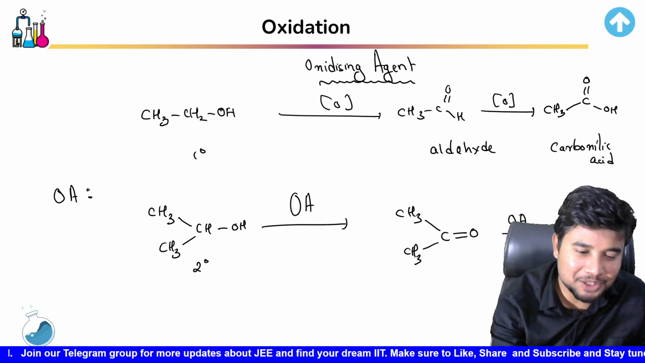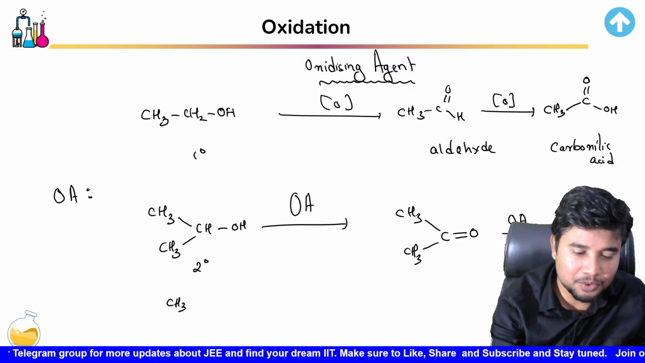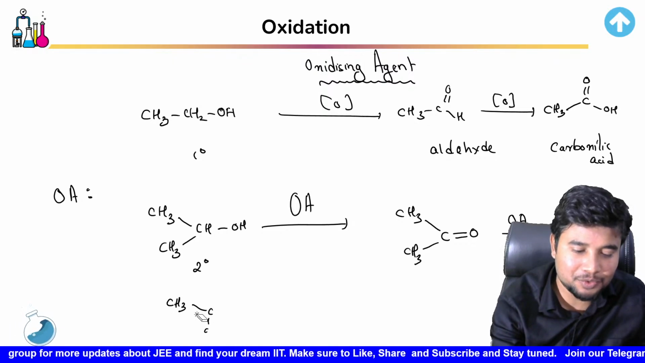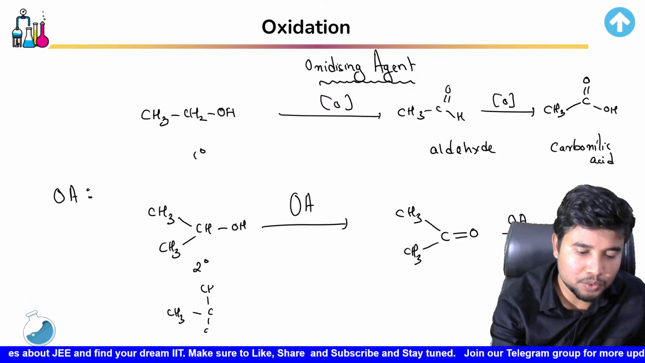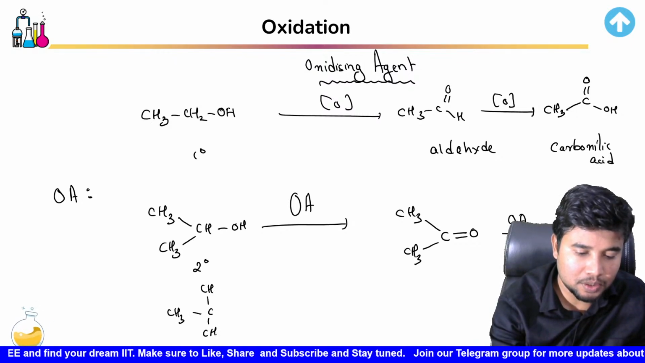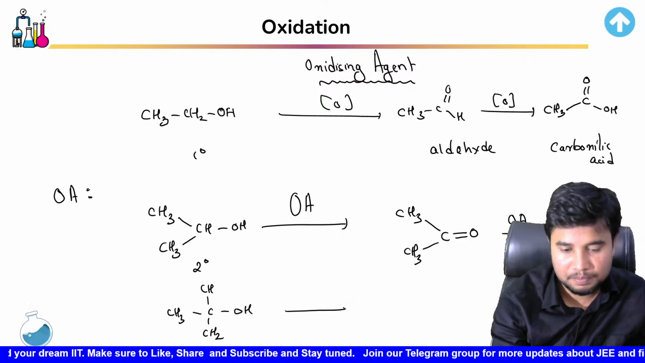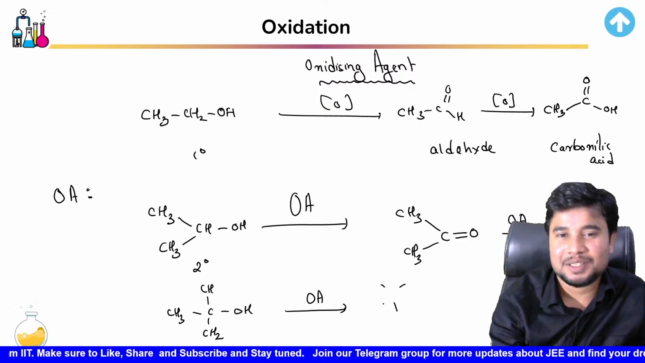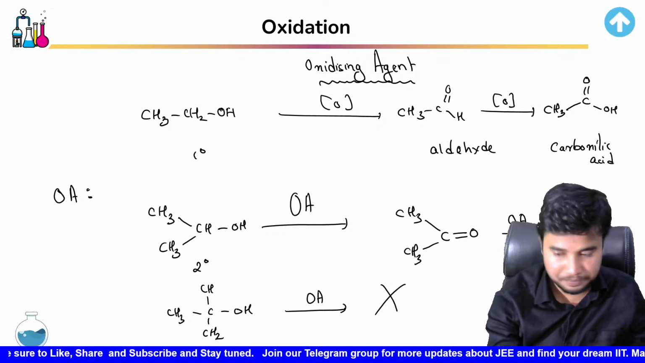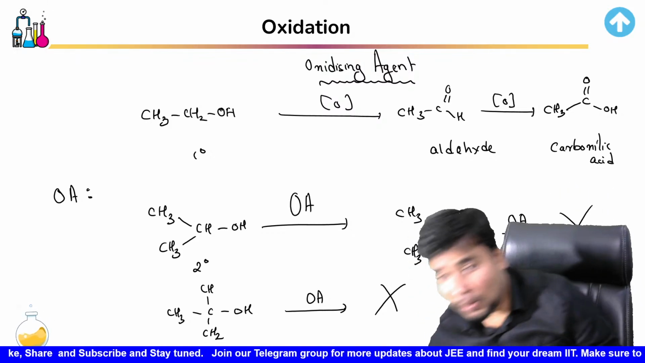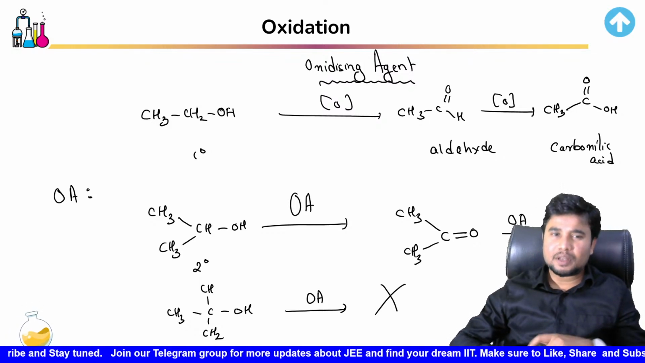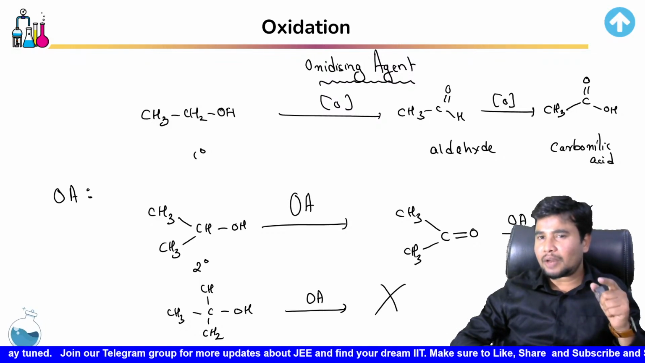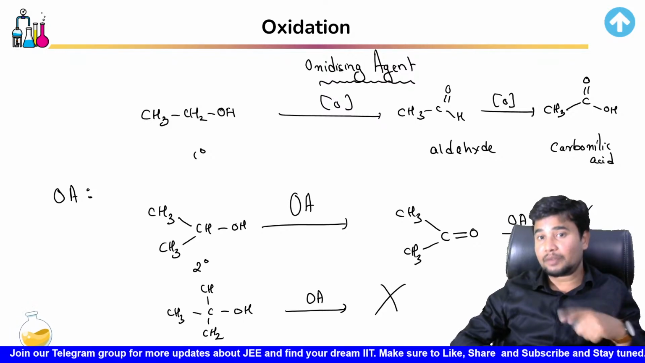Now, if you take the tertiary alcohol, children, since we tried it for secondary and primary, we would obviously try it for the tertiary ones too, right? So when you try the same thing with a tertiary alcohol and take this oxidizing agent, nothing would happen. So you cannot oxidize a tertiary alcohol. To oxidize, you need to have a hydrogen present on the carbon having the OH.